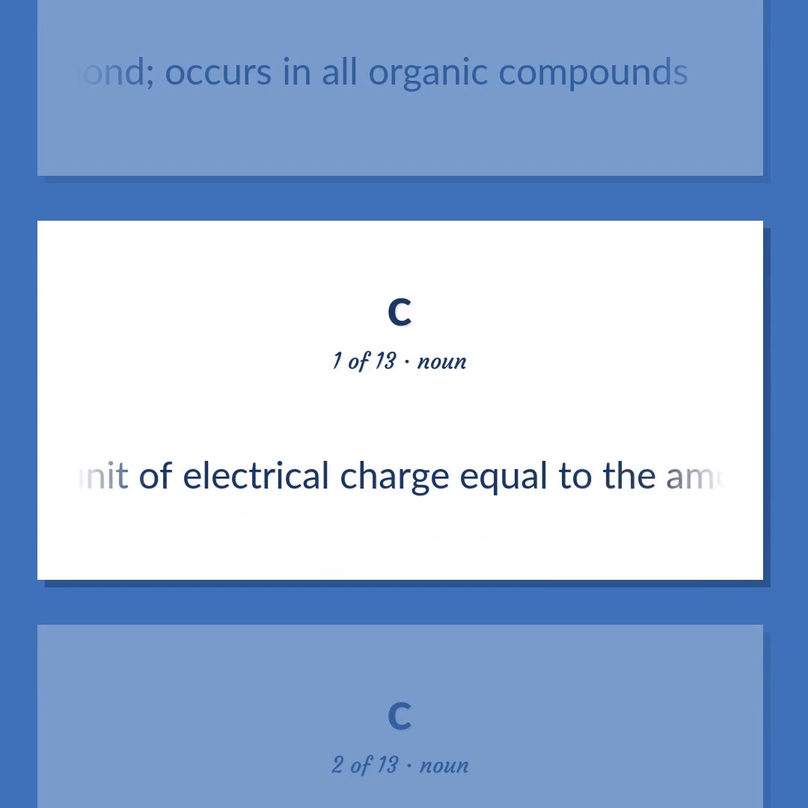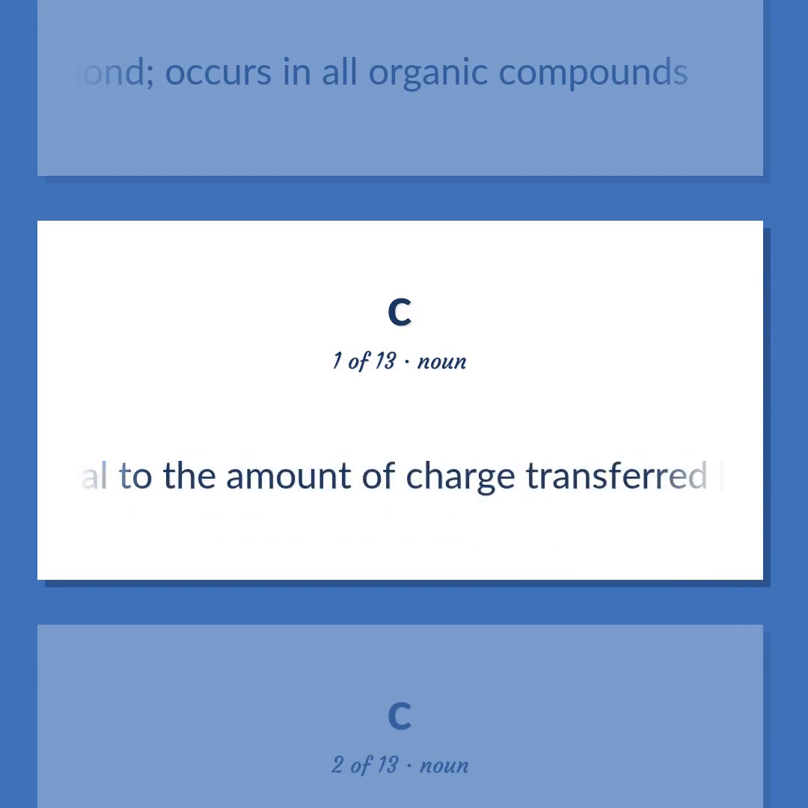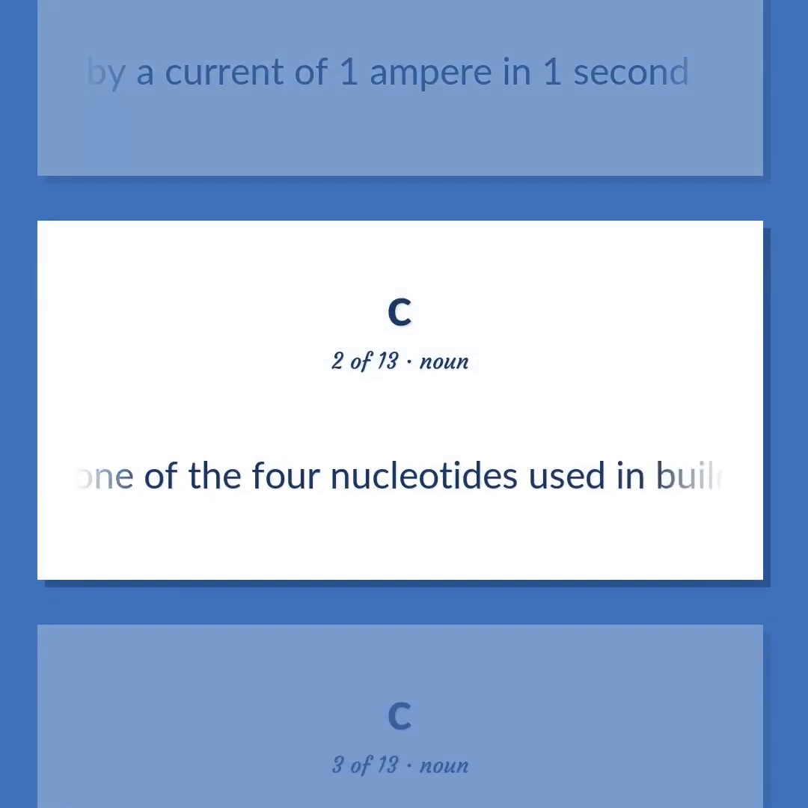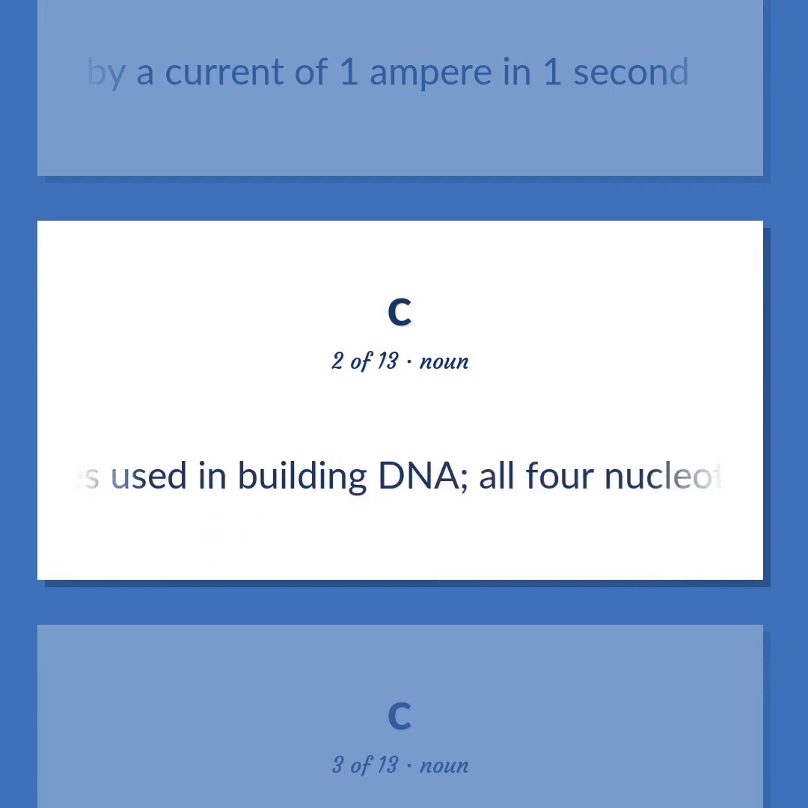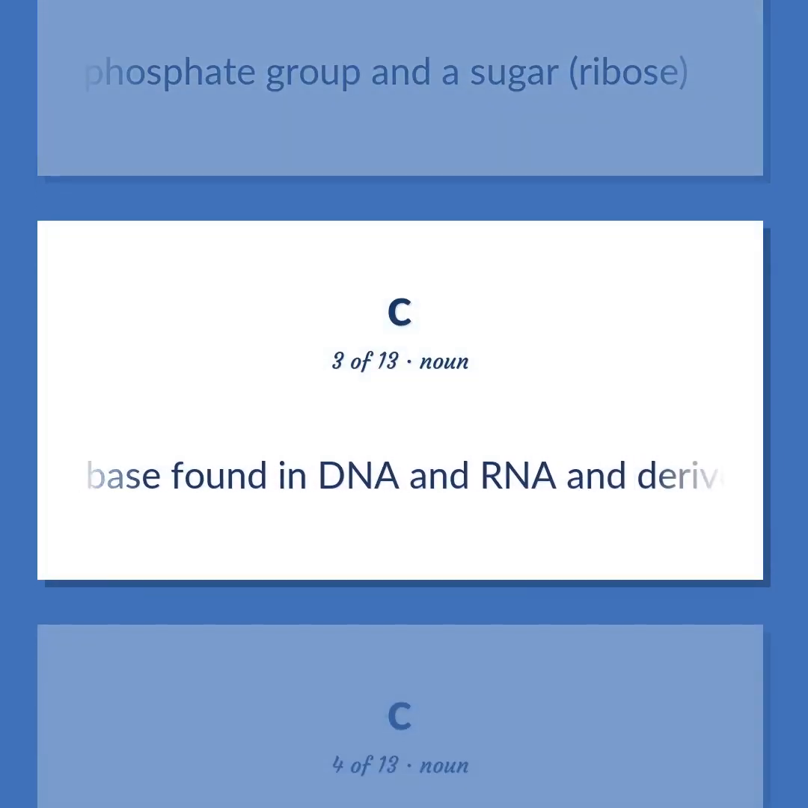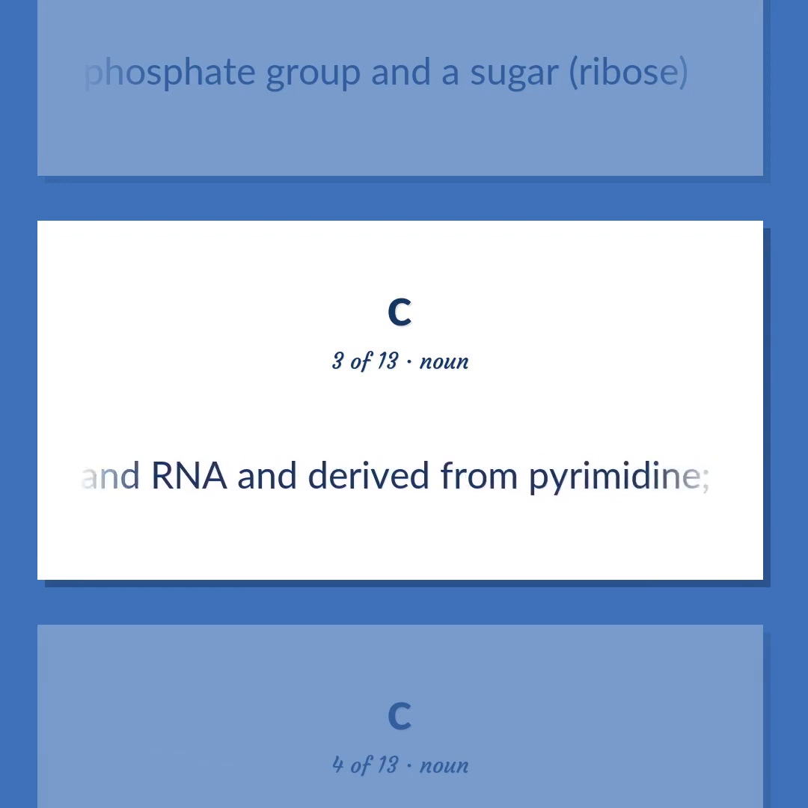A unit of electrical charge equal to the amount of charge transferred by a current of 1 ampere in 1 second. One of the 4 nucleotides used in building DNA. All 4 nucleotides have a common phosphate group and a sugar, ribose. A base found in DNA and RNA and derived from pyrimidine, pairs with guanine.